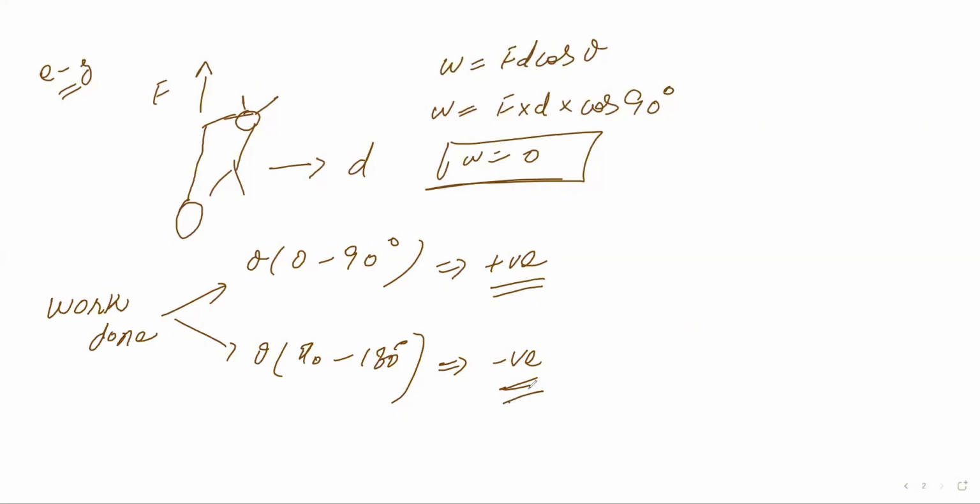So that is how we should be talking about the work done, from 0 to 90 or 90 to 180, right? From 0 to 90, the work done should be positive. From 90 to 180, the work done should be negative.